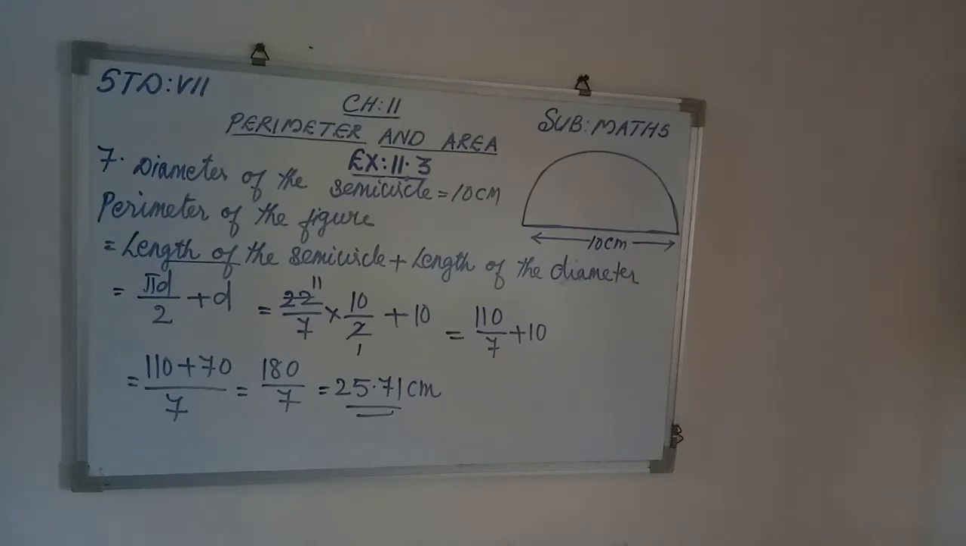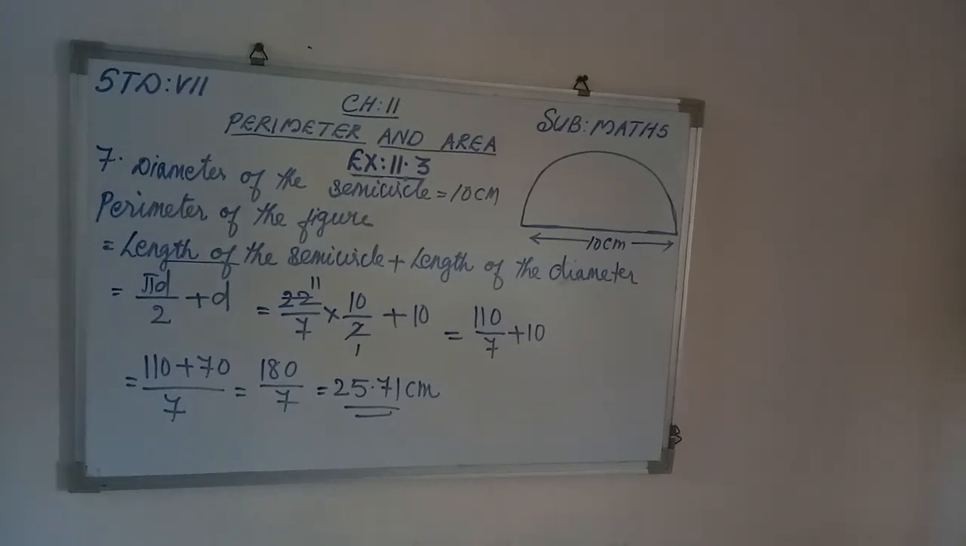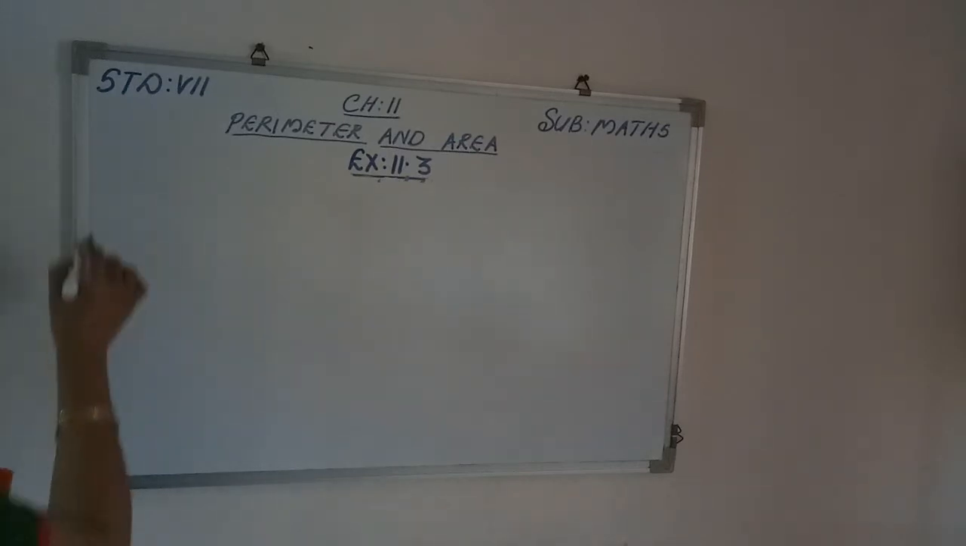So that's the answer. So what will you write as the final answer? Thus, the perimeter of the figure is 25.71 centimeter. Is that clear? So finally you will write, thus perimeter of the figure is 25.71 centimeter. I hope it's clear to you. Now question 8.